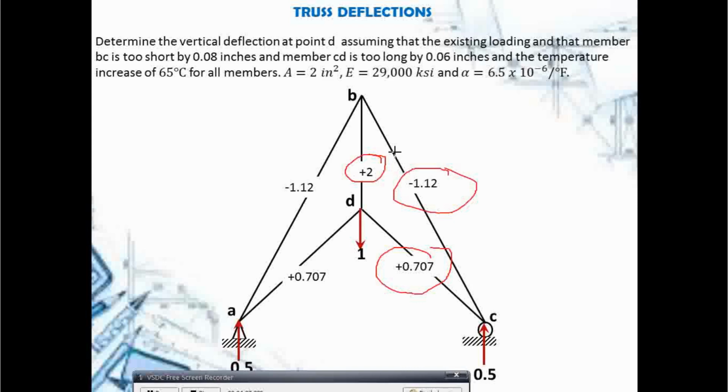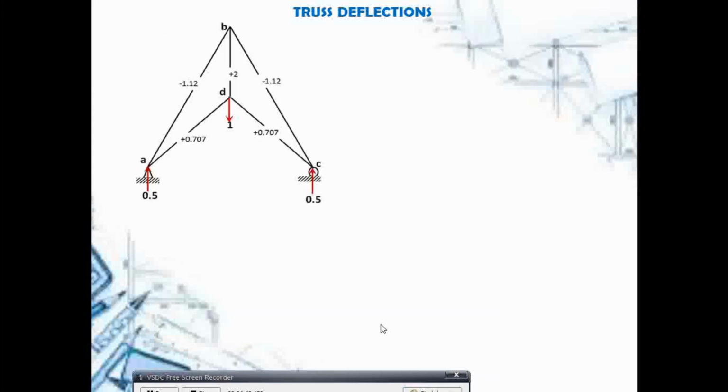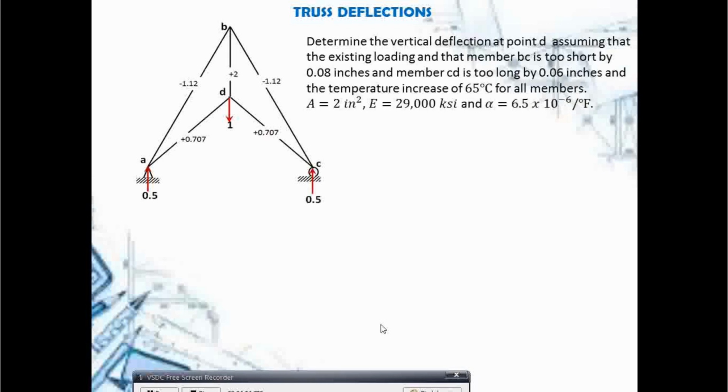Double check these values. And next, kapag nakuha ko na yung mga internal forces due to the unit load na 1, ang next na gagawin ko is to determine the deflection due to the fabrication error and the change in temperature. The easiest way for me to solve that deflection is using a table.